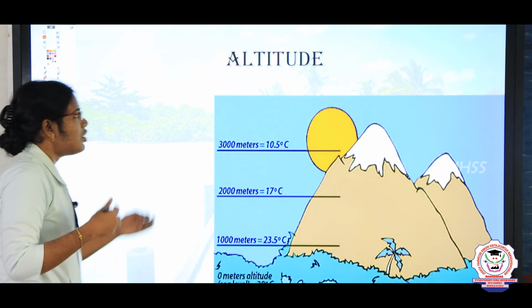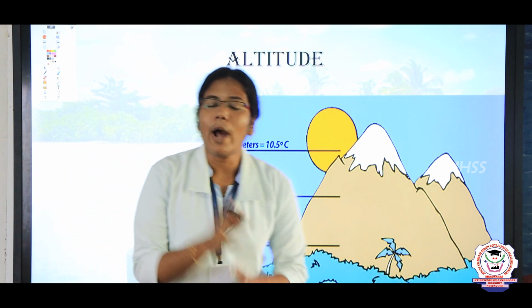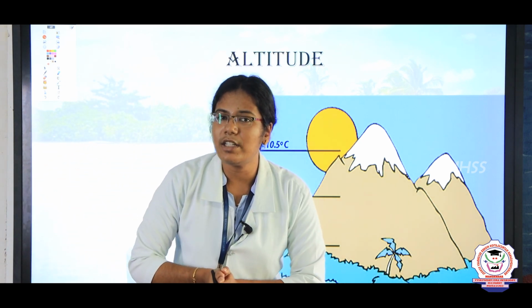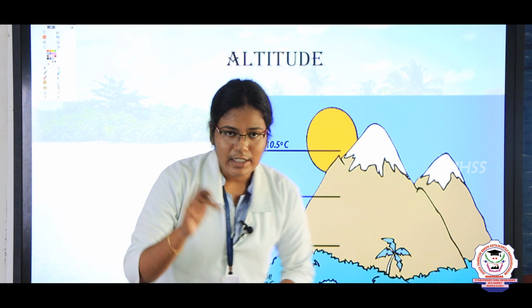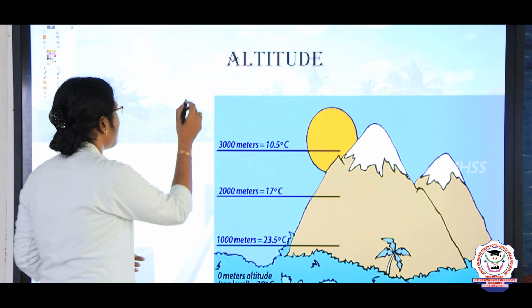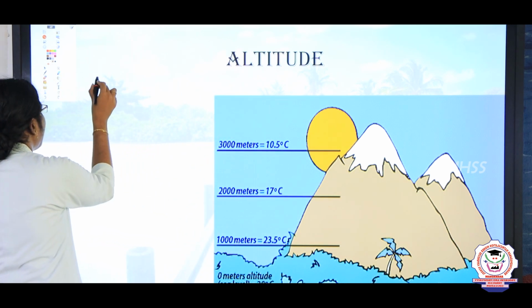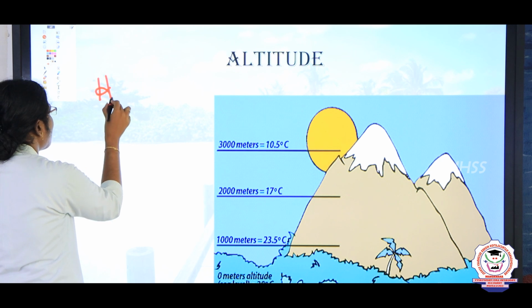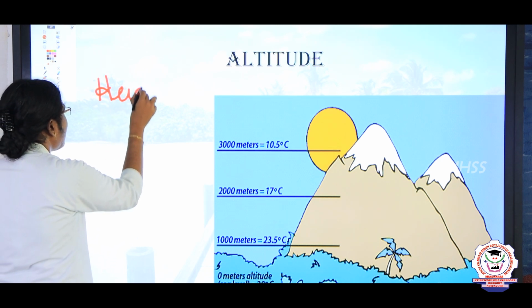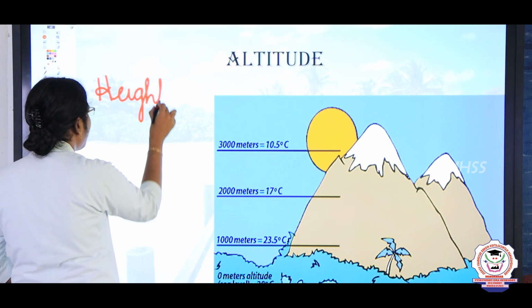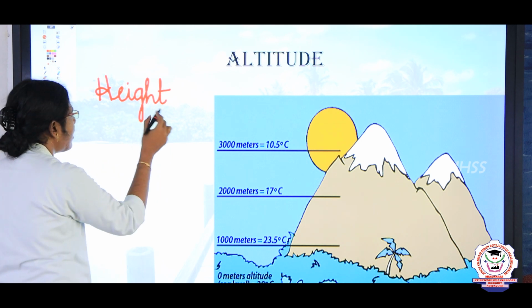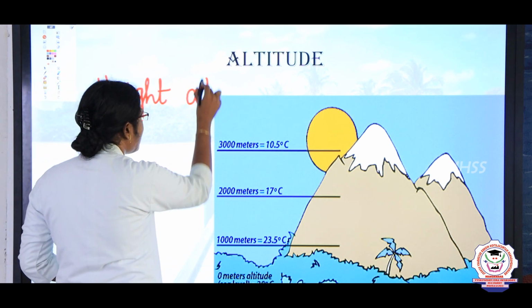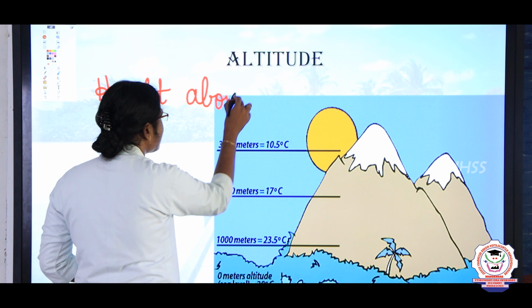Okay, so another factor: altitude. What is altitude? It is the height above the sea level. Height above the sea level is known as altitude. Altitude plays a very major role in affecting the climate. I will tell you with an example, then you will understand.